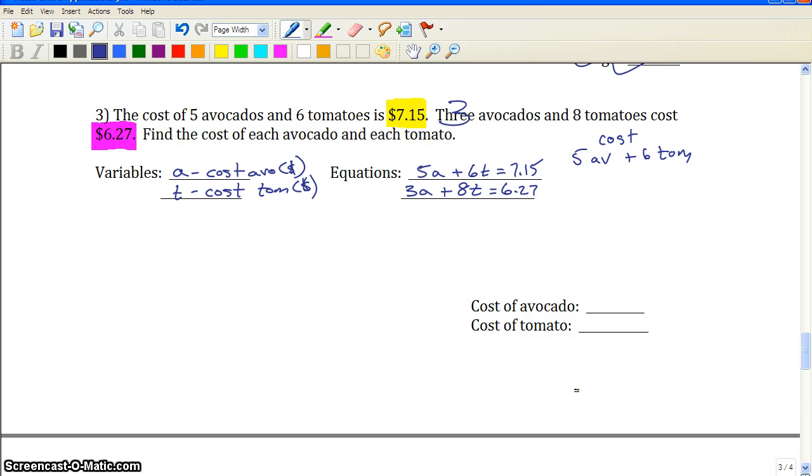Now the answer to this, you will get decimals. I believe the cost of avocados is 0.89, and the cost of tomatoes is 0.45, I believe, dollars. Okay, just so you know. Let's move on to the next.